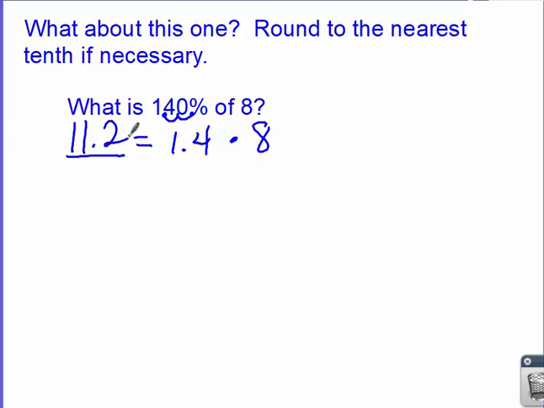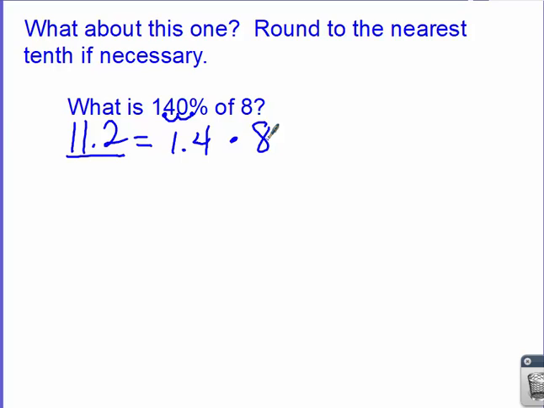Well, the reason why is because you've got a percentage that's greater than 100%. If this were just a 100%, I would end up with 8. But because it's 100% plus 40 more percent, that means it's an 8 plus 40% of the 8. That's why we ended up with a value greater than the number that we started with.